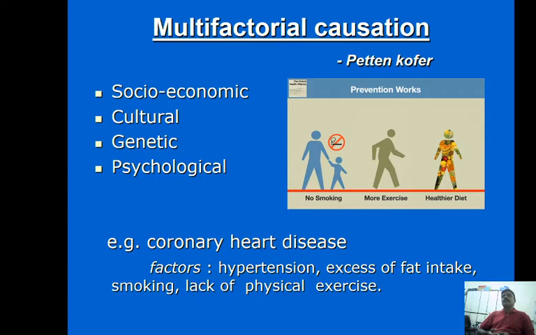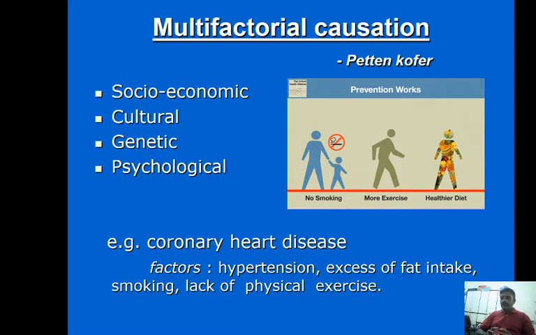Genetic: there is a genetic preponderance, especially for people who have hypertension or diabetes; there is a preponderance of genetic transmission. And then there is psychological. If there is stress, then hypertension increases. Stress causes hypertension, or it can even lead to diabetes. So all these factors together contribute to something like coronary heart disease. So this is multifactorial causation. It is not like germ theory where you have one agent leading to the disease; here there are multiple factors which play a role.